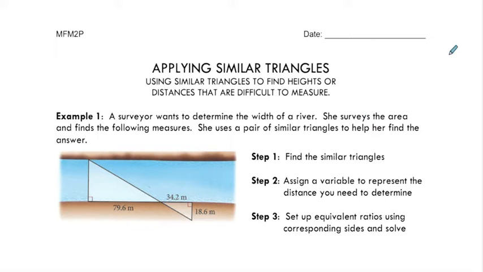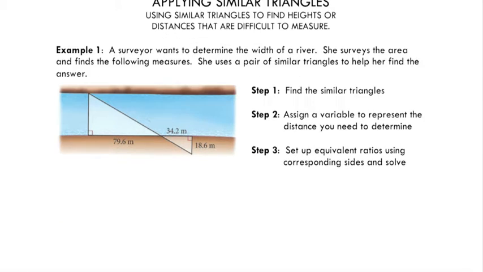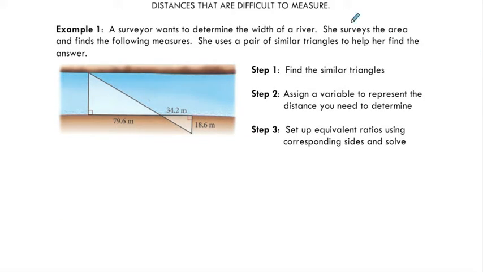So first of all, we have a diagram. This diagram is given to us, so we don't have to worry about trying to draw our own diagram for this example. So we need to find the similar triangles. Well, we have this first bigger triangle right here. So here's one of my triangles. And here's the second similar triangle.